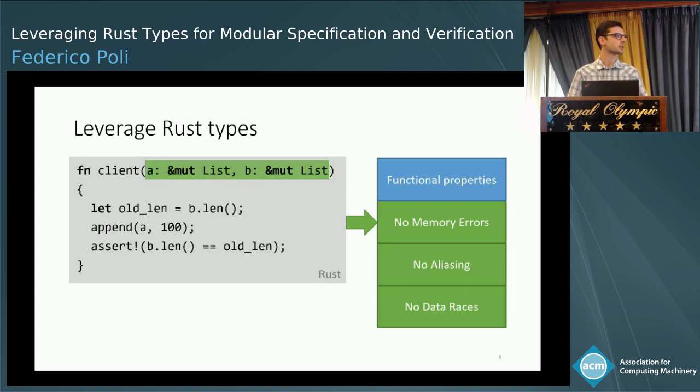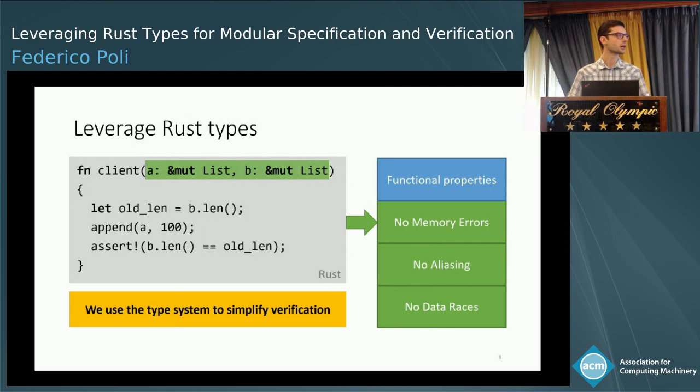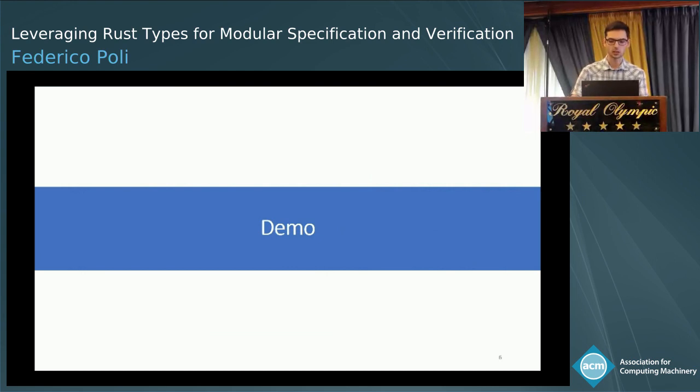So we saw before that building a core proof is difficult. And in our work, we actually reuse the type system information to simplify verification and to build the core proof that we saw before. So this is maybe too abstract. I have a demo.